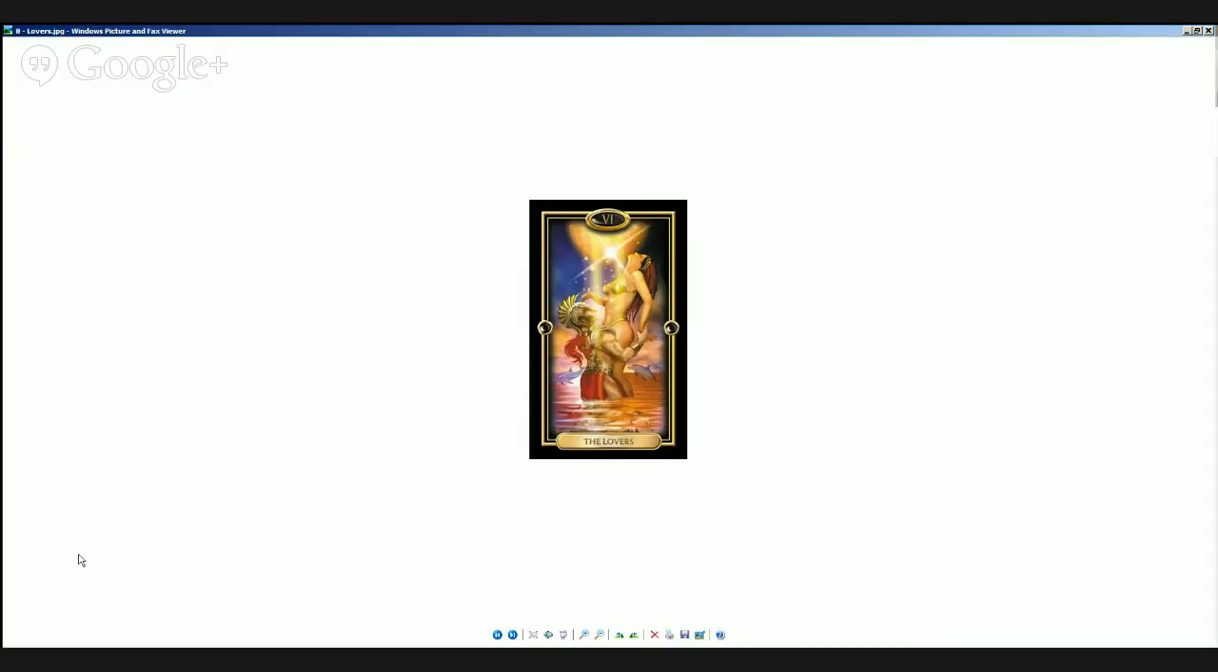So the Lovers is not about love. The Lovers is about choices. It's about a decision, a decision of logic and a decision of emotion. Do you make a choice that's logical? Do you choose the logical path or the emotional path? And it's a very important one.